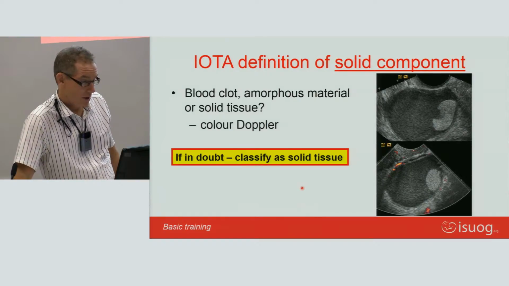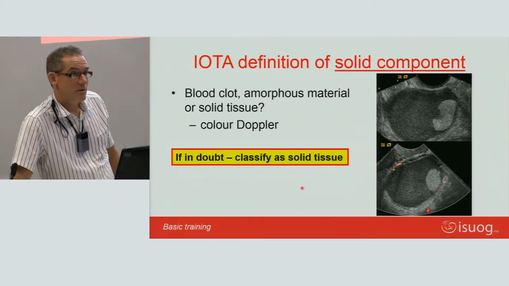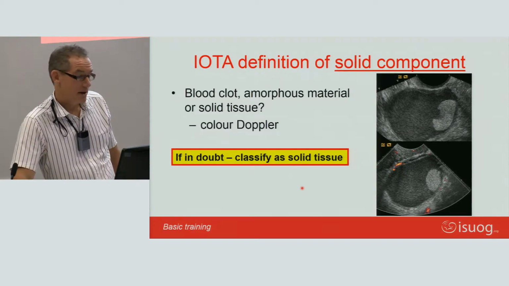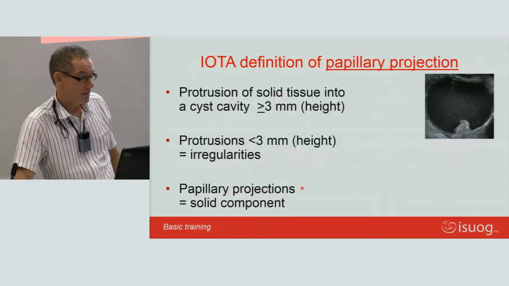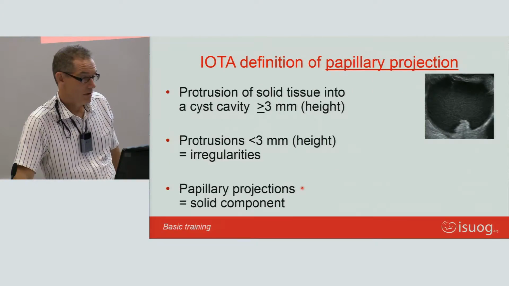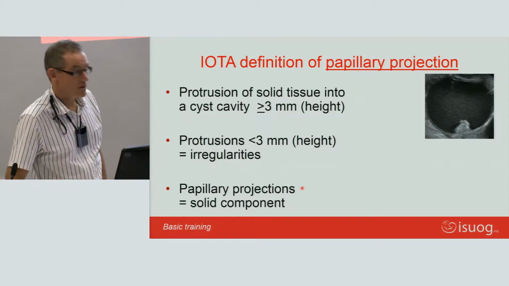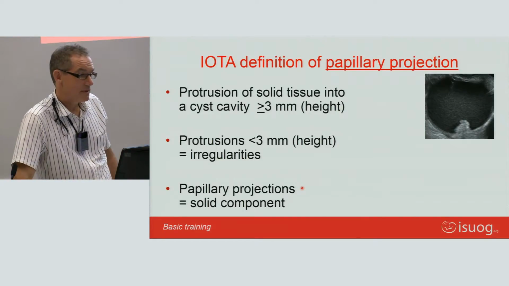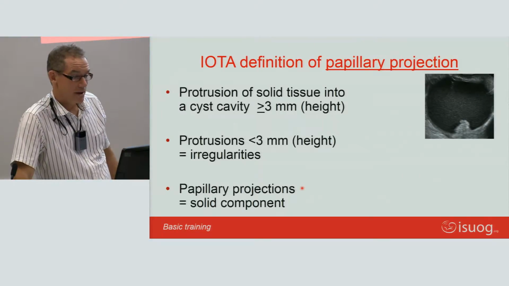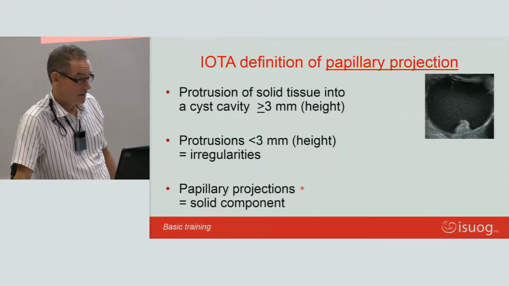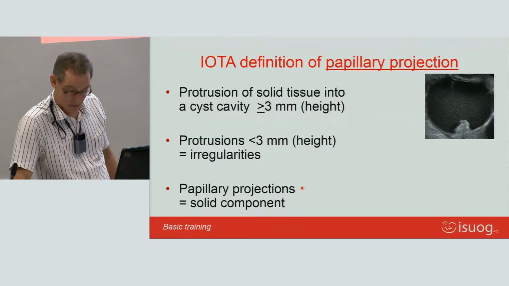But obviously, if you're in doubt, then call it solid, because the consequence of missing a solid lesion is that the potential for malignancy is a lot higher, and therefore you might be missing a potentially malignant condition. Okay, in terms of the outer classification of a papillary projection, this is a solid projection of tissue into the cavity that needs to be 3 millimeters in height. So that's 3 millimeters from the base. If it's less than 3 millimeters, then we speak of an irregularity. So all papillary projections are referred to as solid structures.